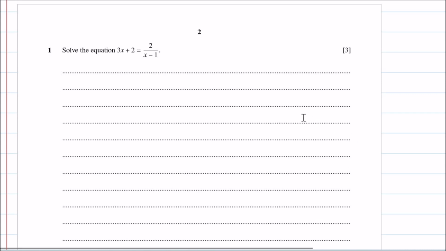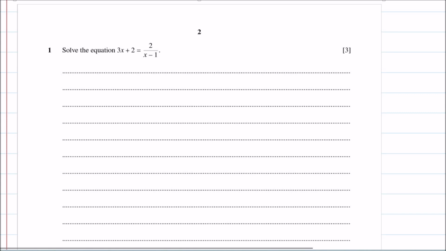Now, let's start with the first question. Question number 1 says: solve the equation 3x plus 2 equal to 2 by x minus 1. Now we have an equation here and we have to solve for x.